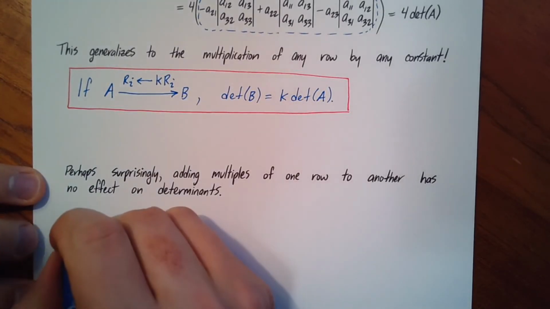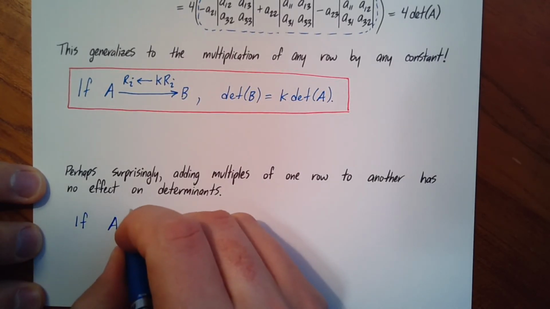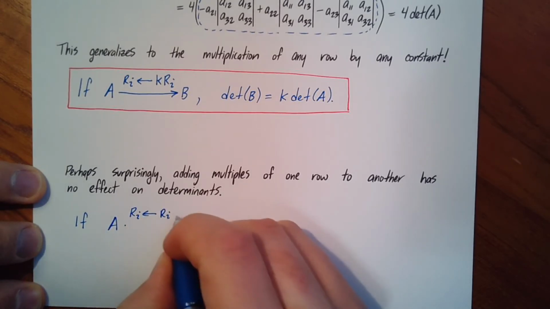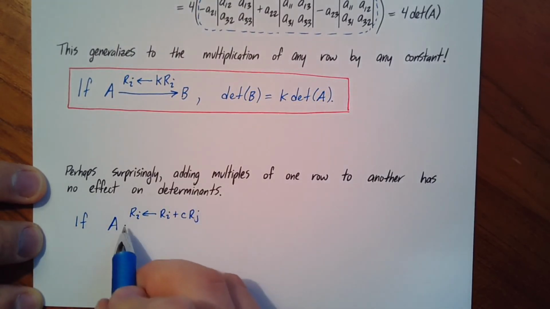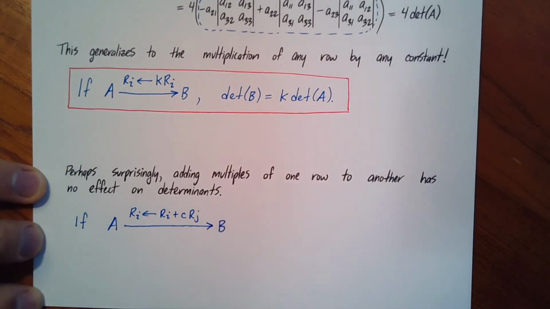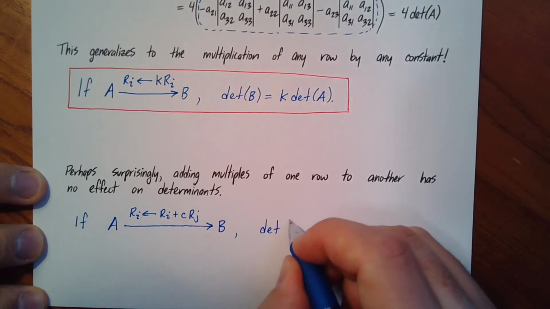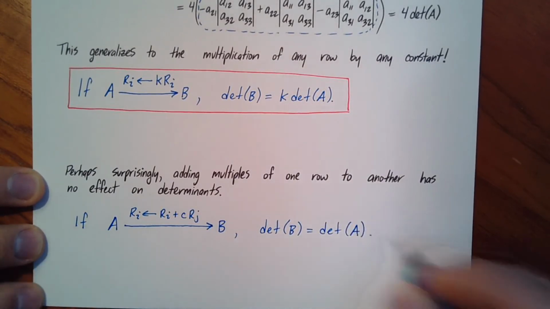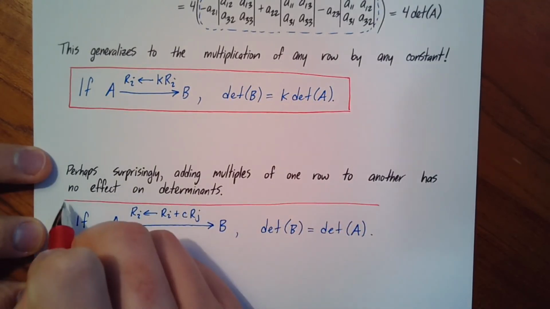So I'll say if A can be carried to B by taking row I and replacing it with row I plus C times row J. That's really the notation you'd use for adding a multiple of one row to another. If A can be carried to B using that operation, then it turns out B and A have exactly the same determinants. And that's the third property. So that tells us what effect row operations have on determinants.